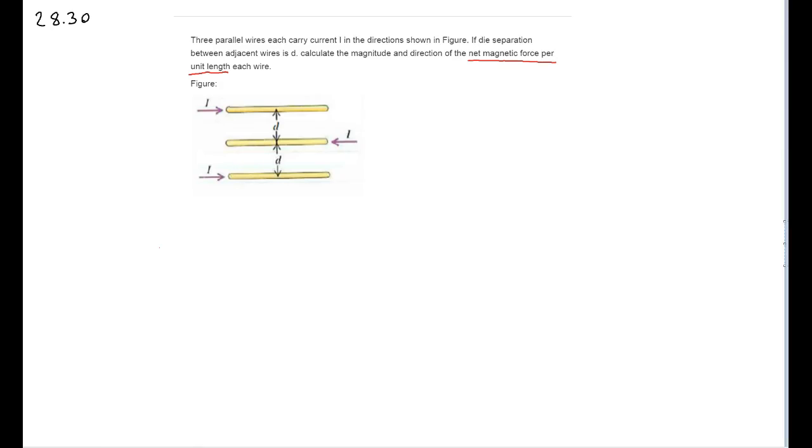So we had question 28.30. The three parallel wires each carry a current in the direction shown. If the separation between the adjacent wires is D, calculate the magnitude and direction of the net magnetic force per unit length of each wire.